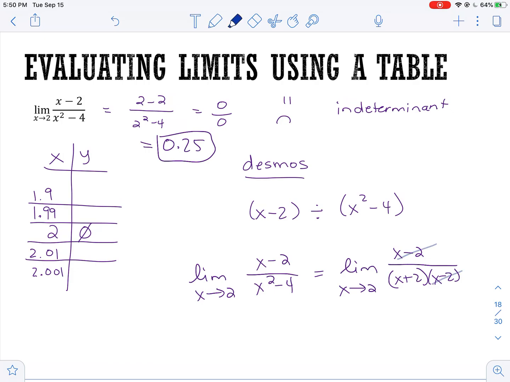What could cancel in this problem? The x minus 2's could cancel. And what I'm going to be left with is the limit as x goes to 2 of, since everything canceled out of the numerator, it's a 1, and then over x plus 2.